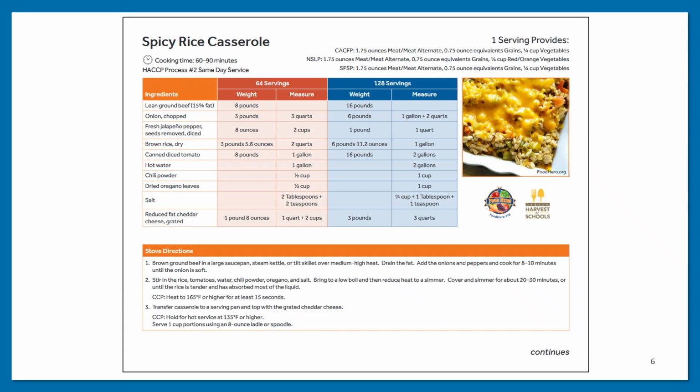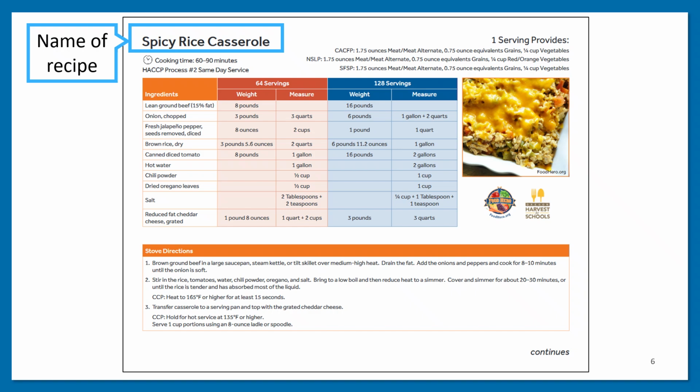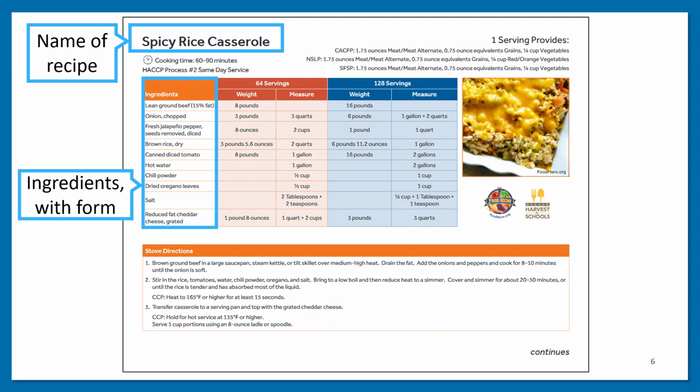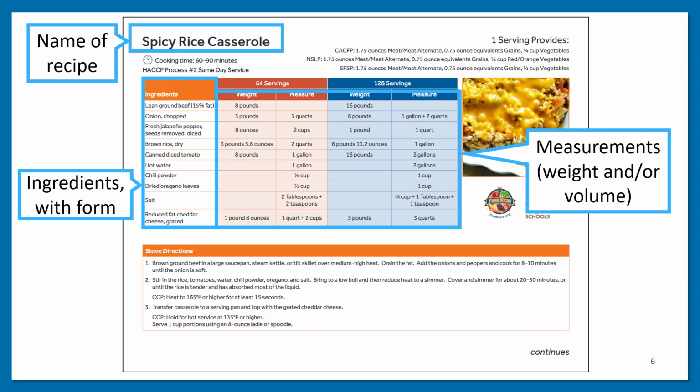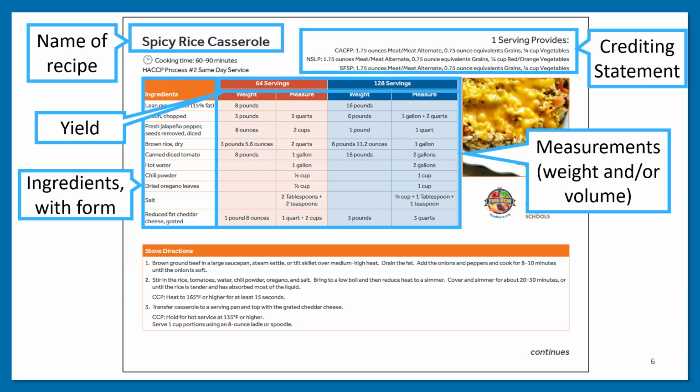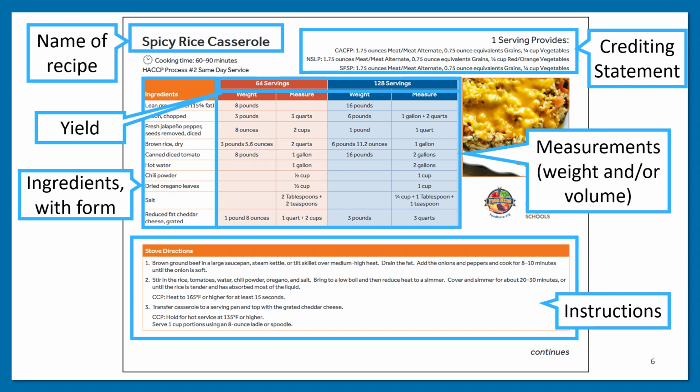Let's take a look at this recipe. It includes the name of the recipe, spicy rice casserole. It also has ingredients with the form, and it has the measurements with the weight and volume. There are also 2 different yields on this recipe, one for 64 servings and one for 128 servings. And very importantly, it also has a crediting statement, which shows that 1 serving provides 1.75 ounces of meat alternate, 0.75 ounce equivalents of grains, and a 1/4 cup of vegetables. And finally, it also includes the instructions.